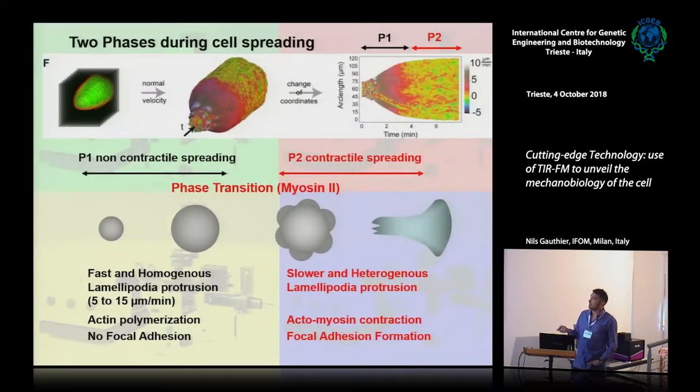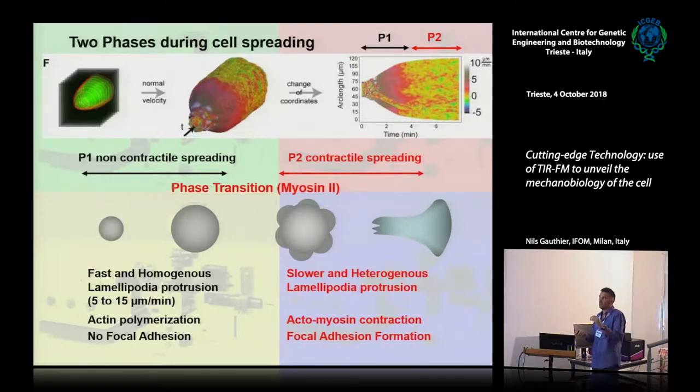Then with these assays, we determined there were two phases of spreading. I was seeing that there is this first flattening when the cell goes like an egg. And then after, there is a more dynamic process at the edge where the cell is moving, protruding, retracting, and so on. Then by many papers and different techniques, they are fast and homogeneous, the cell at the beginning.